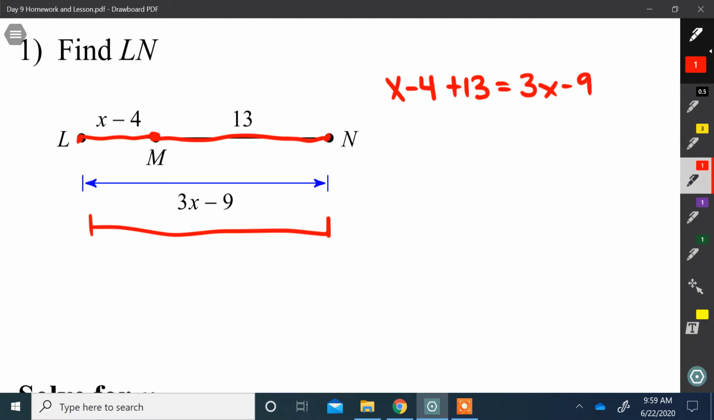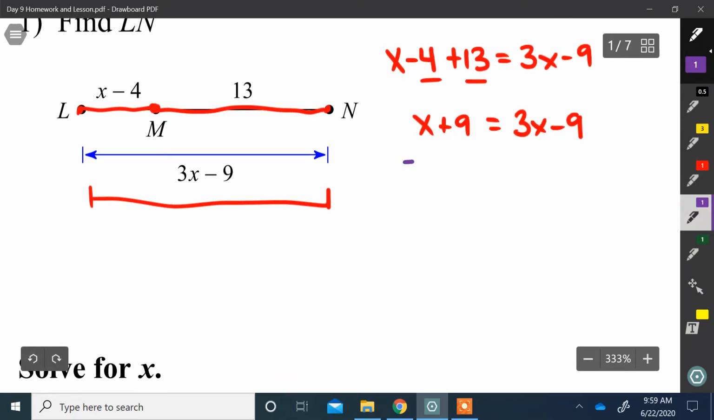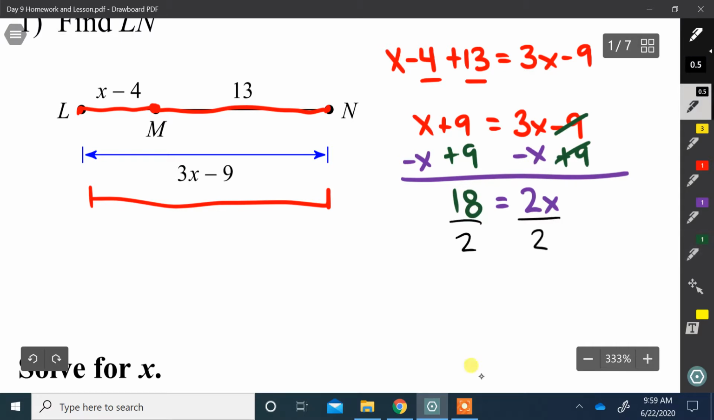Okay, so let's keep going. We're going to add those two together. We're going to get x plus 9 is equal to 3x minus 9. We're going to go ahead and subtract x on both sides. And then I'm going to get 2x is equal to, let me actually add 9 on both sides now, so that this and this cancels out. We get 18 there. All I have to do now is divide by 2 on both sides, and I get x is equal to 9.